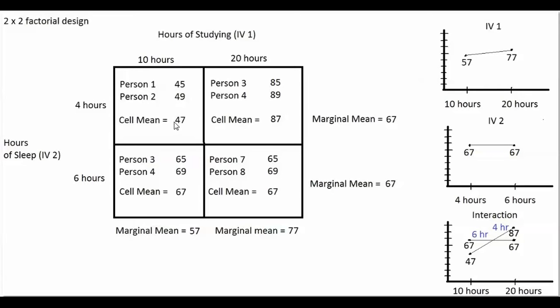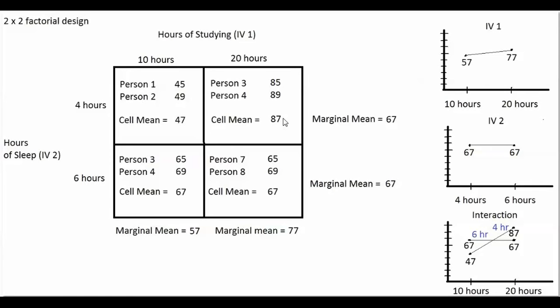In row 1, in the 4-hour condition, the mean of the 2 people who studied 20 hours is 40 higher than the mean of the 2 people who only studied 10 hours, which is a large effect of hours of studying. But in the second row, in the 6-hour condition, the mean of the two people who studied 20 hours is equal to the mean of the two people who only studied 10 hours. So what we have is a big effect of hours of studying in the 4-hour condition, but no effect of hours of studying in the 6-hour condition.